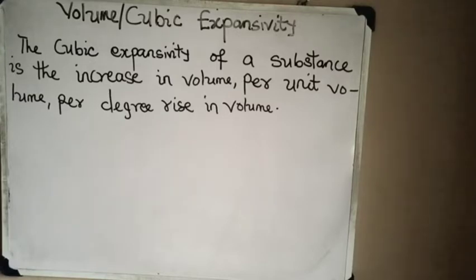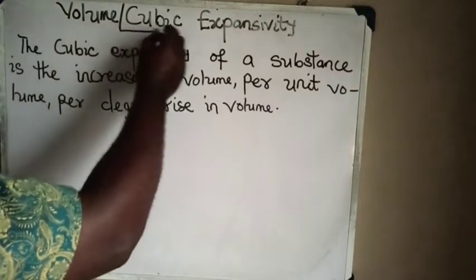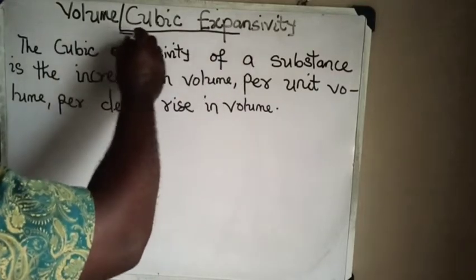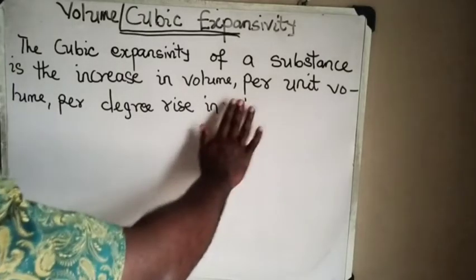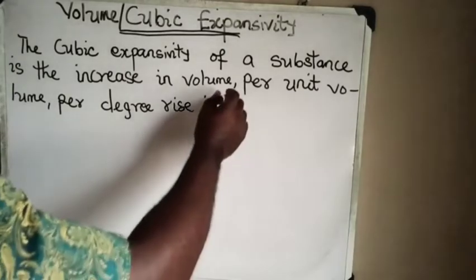Okay, today we're going to be looking at a topic which is actually a continuation of the previous topics that we have been learning: volume or cubic expansivity. I defined it as the cubic expansivity of a substance is the increase in volume per unit volume per degree rise in temperature.